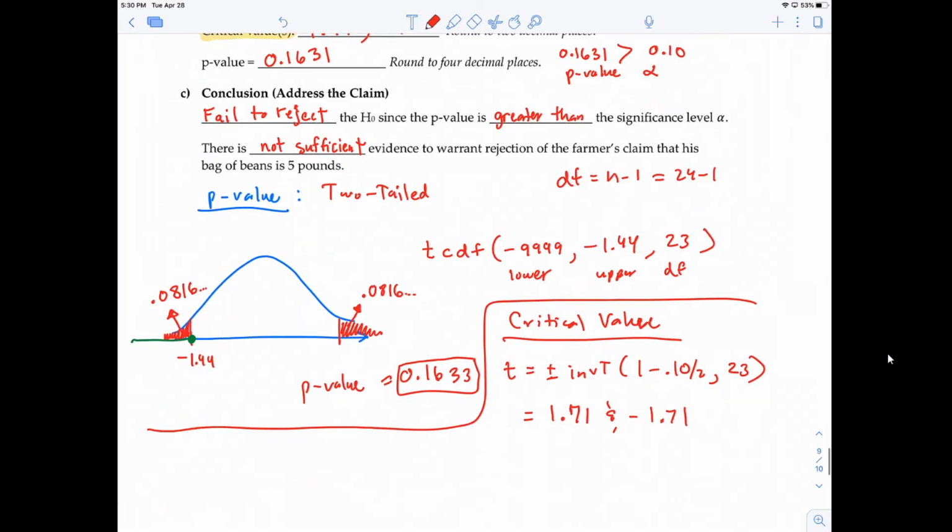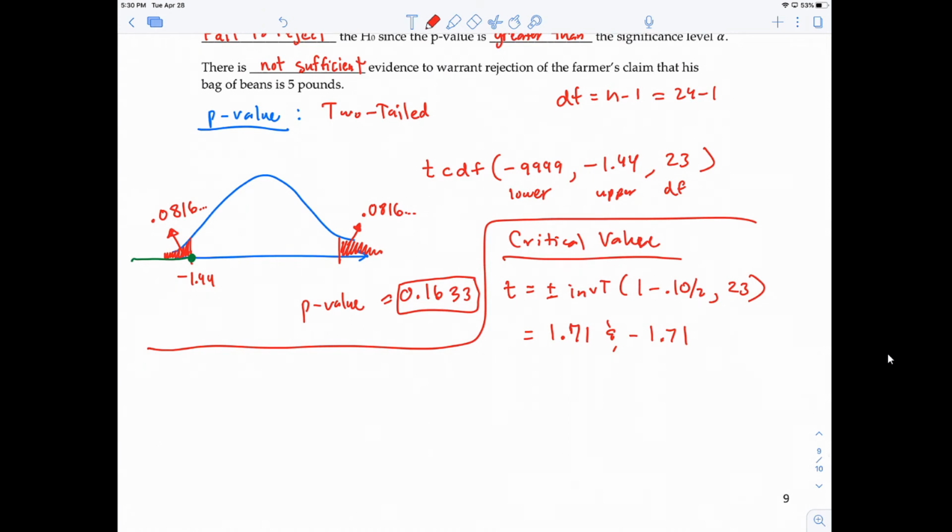Now you might ask, what about those of you who have the TI-83? You don't have that function. Well, you're going to have to use the t-table. In that case, there are three things you need to know. You need to know that it's a two-tailed test, what alpha is, which is 0.10, and the degrees of freedom, which is 23. So having all of that handy, you need to pull up the t-table.